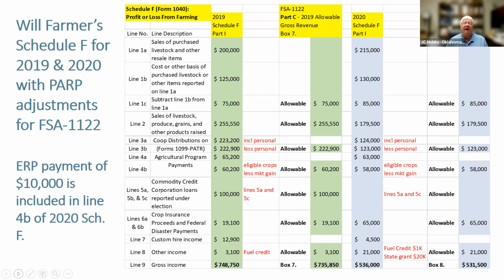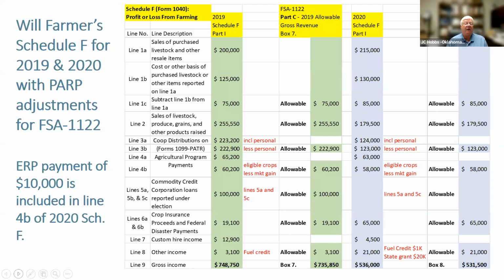If you're looking at the Schedule F, those numbers from 1C, the 75,000, that's 100% allowable. The line 2, fully allowable. Co-op distributions, 3A, I'll show you what happens. We take out the personal items, that drops it down to 222,900, not 223,200. Ag program payments, that was a market gain, so the allowable portion for the application is 60,200. The CCC loans under election treated as income, all of that's allowable. Crop insurance is fully allowable.